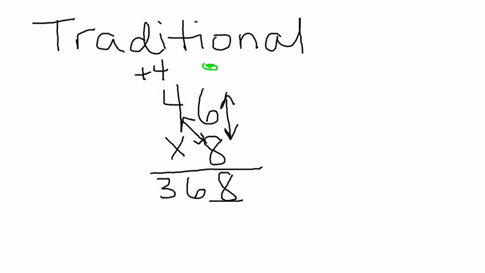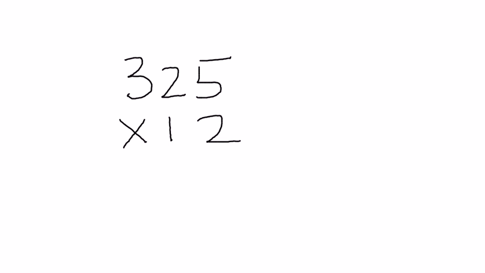Now the next thing I'm going to show you is sometimes we might have a 3-digit, like 325, times a 2-digit, which would be 12. So how do we do this one? This one's a little trickier. Well, we start in the ones column just like we did before, and I'm not going to worry about the 1 yet. I'm only going to be focused on the 2 here.